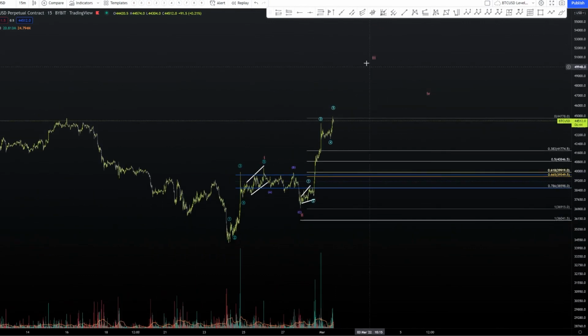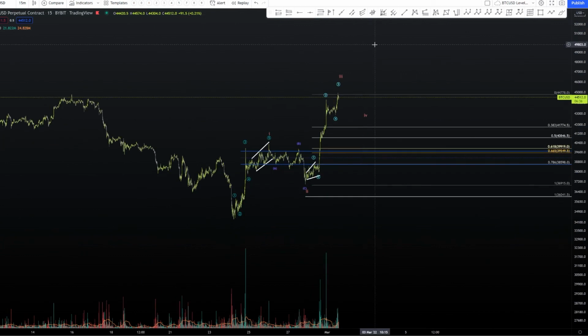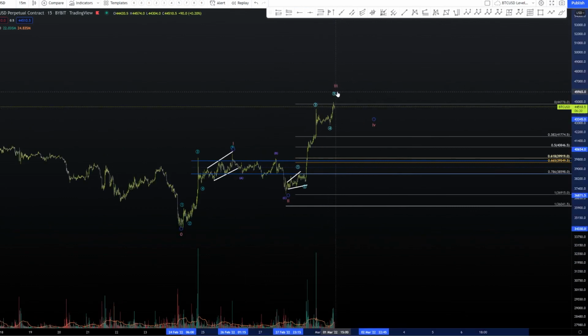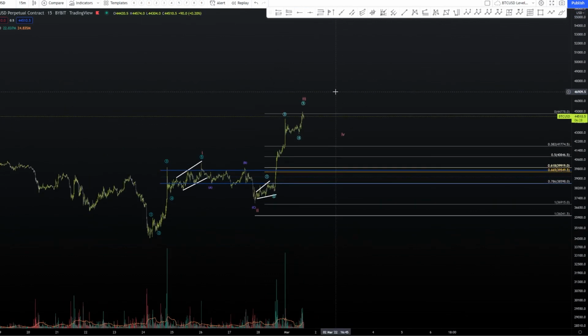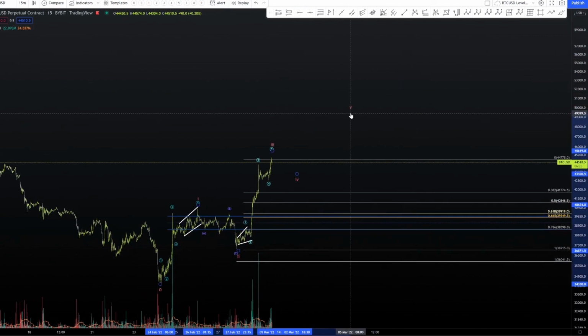Now, it's possible that this is the wave 3 being completed right here. Maybe we come down for wave 4 right here. That's actually a pretty likely possibility. I just kind of wanted to show you guys both sides of the story, that this could be the wave 1 of the wave 3. However, this could also be the wave 3 being put in right here. It would make some decent sense. We could come down for the wave 4, then up for the wave 5.